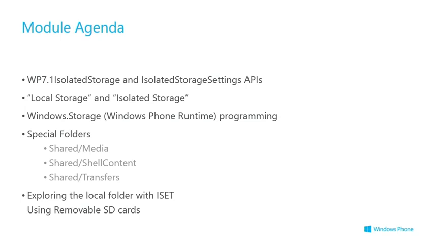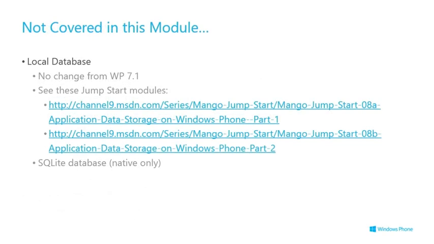In 7.1, we have isolated storage and the APIs that we've been working with for the last couple of years to do that. Local storage and isolated storage is something we'll compare and talk about. We're going to talk about the new Windows storage programming via the Windows Phone Runtime, some special folders that you may not have heard about, and then looking at those removable SD cards that Andy talked about earlier in the day. So let's move right along.